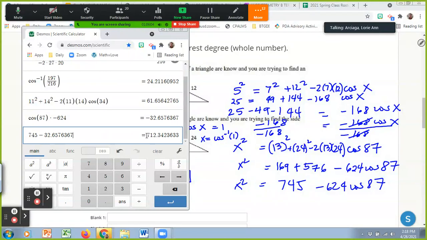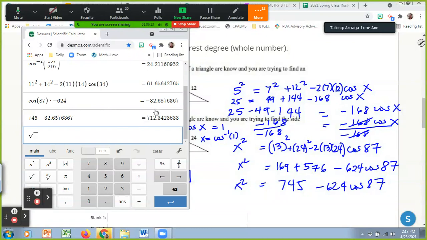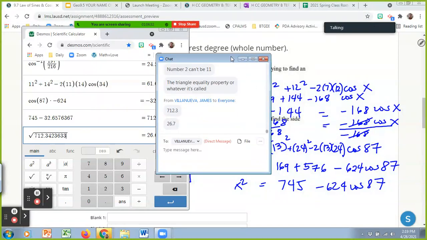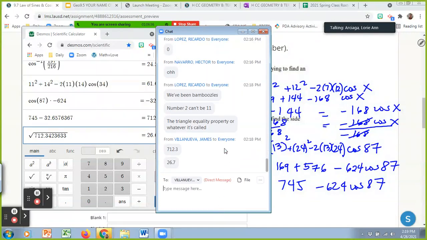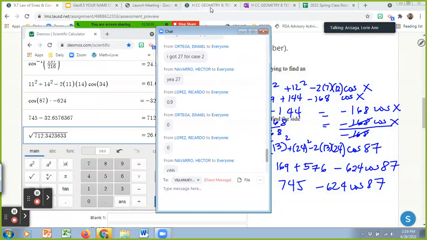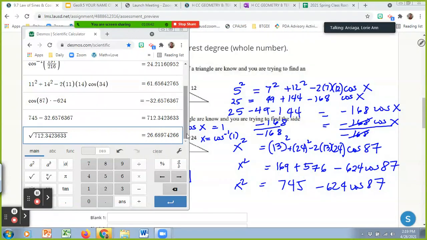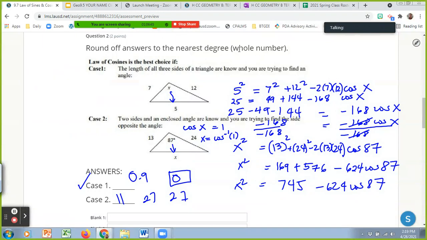Okay, 712. But I have to get the square root, remember? Because that was x squared, right? So square root of, can I copy this again, Control C, Control V. And then you're going to get 27 or 26.7. So I know Ismael and Hector, was it Hector also for the second one? Yeah, two students said 27. One was Hector and Ismael. Yeah, and round up to the nearest degree. So this is 27 and this is 0.